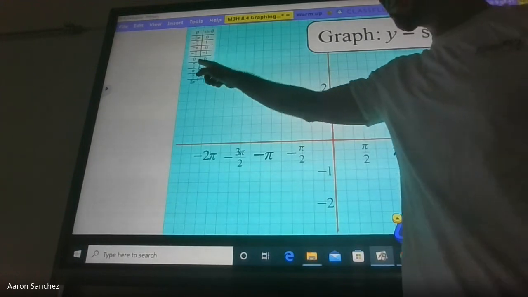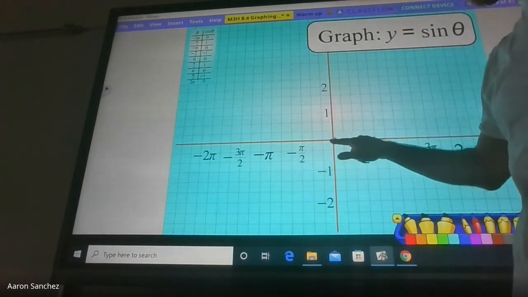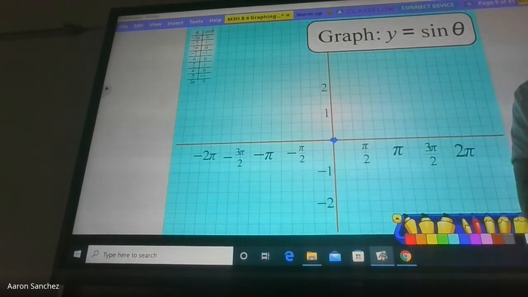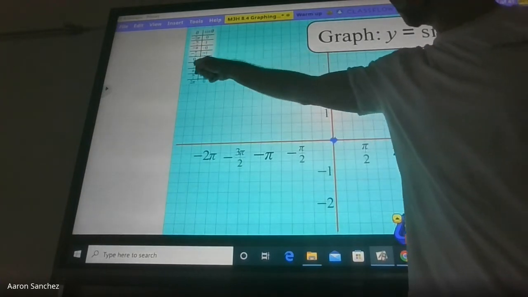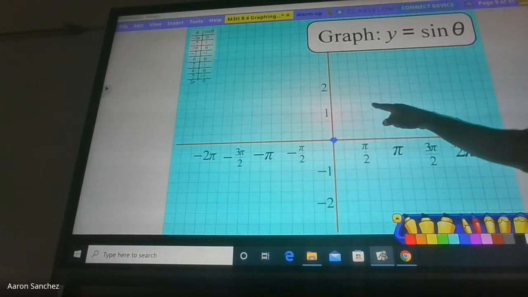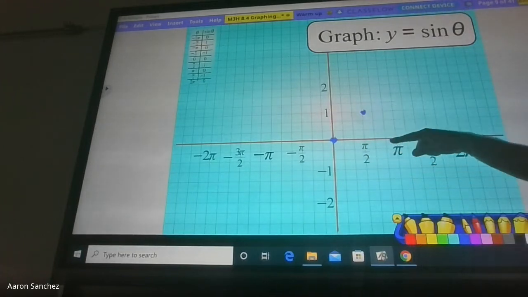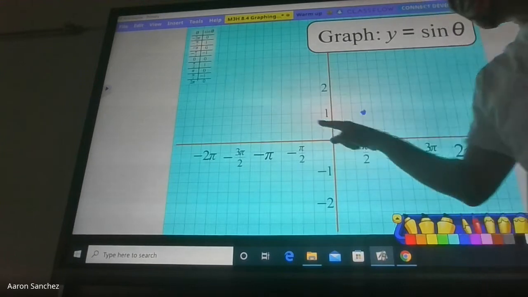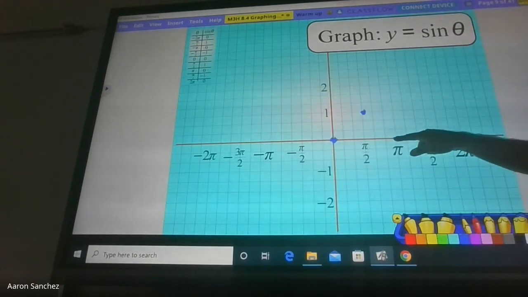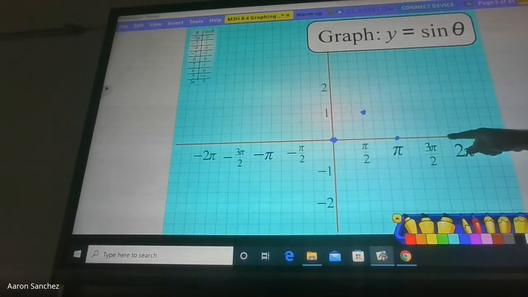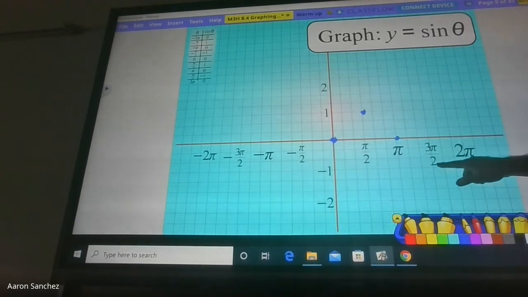So, 0, 0. Pi over 2, up 1. At this point, you guys can probably just graph it on your own. Pi, 0. 3 pi over 2, negative 1, and then 2 pi, 0. Okay, I'm just going to do the zeros first. So those are your points.